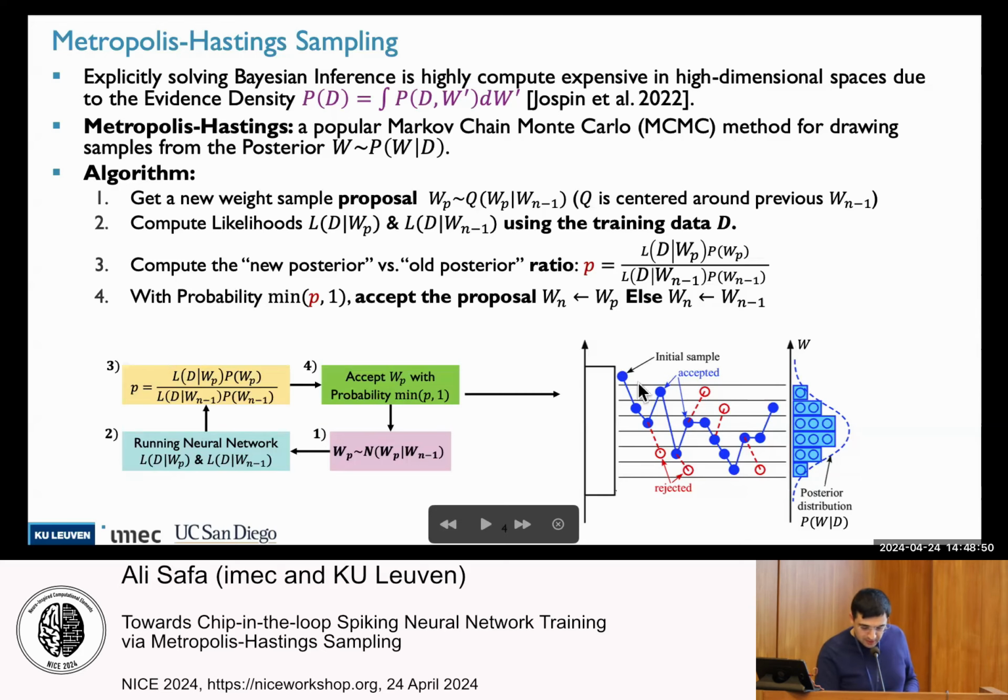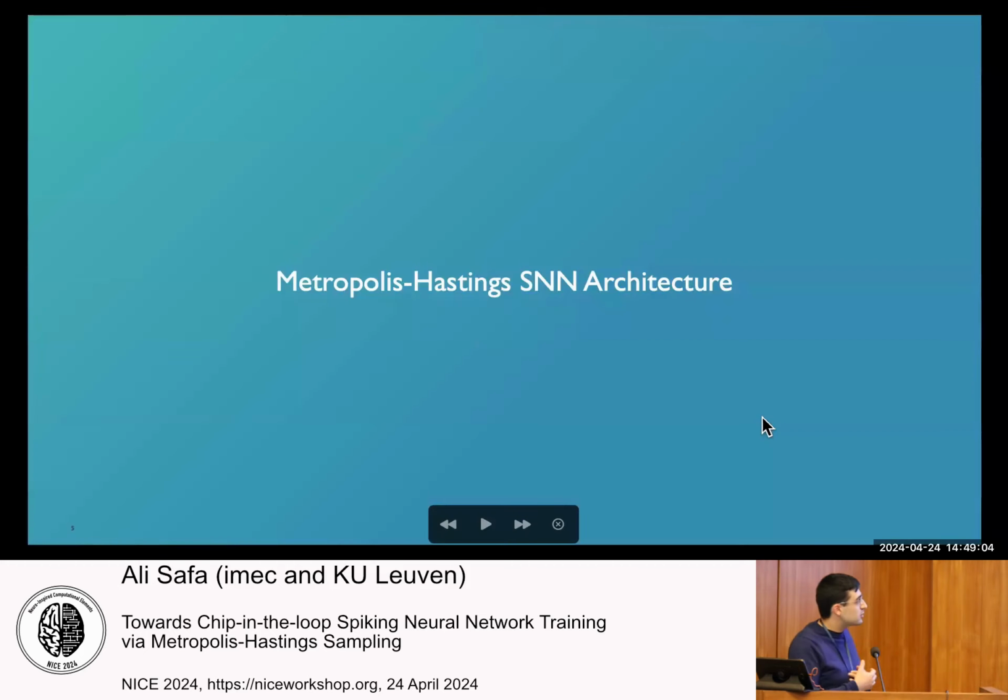And by doing that, you will get a collection of samples that are accepted, here in blue, as you see. If you take the histogram of all these samples, you will retrieve the posterior distribution of the weight given the data. So now that we saw how Metropolis-Hastings works, let's go into understanding how our methods work and how we build our spiking neural network simulation setup.